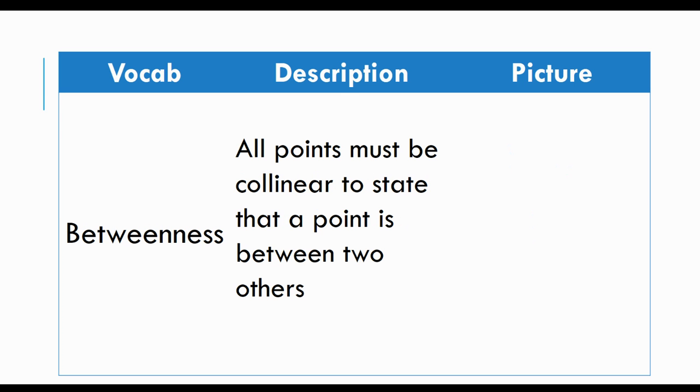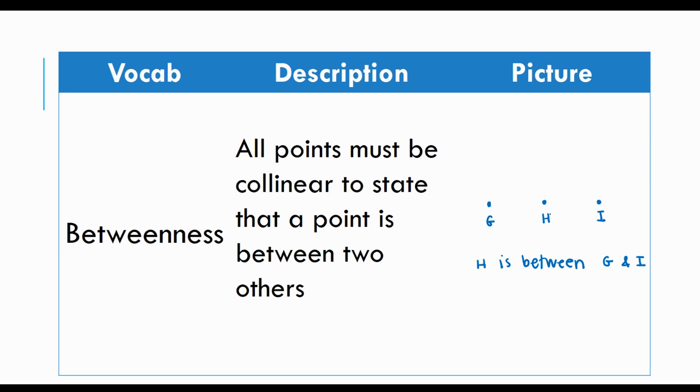So then betweenness of points means that all points must be collinear to state that a point is between 2 others. Okay, so if I have point G, H, and I, if I was to draw a line, all of those points would fall on that one line. So notice that in this case, because I have collinear points, I can say that H is between G and I.